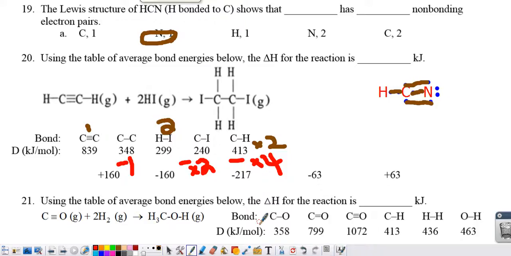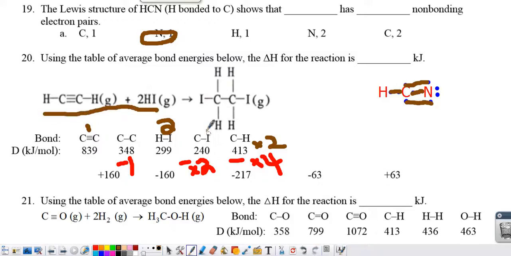So now we need to add all those up, and I need a calculator. Alright, so I grabbed a calculator, and again I'm doing 839 plus 2 times 299 plus 2 times 413 for all of the bonds I'm breaking over here.